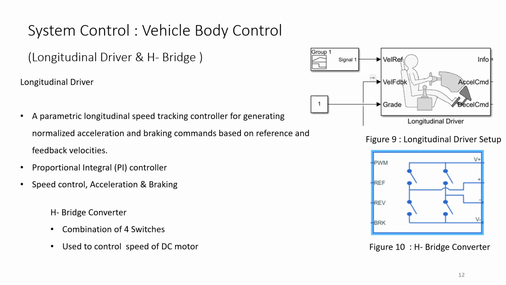The H-bridge converter is a DC to DC converter, which consists of a combination of 4 electronic switches that control the voltage of the DC motor.